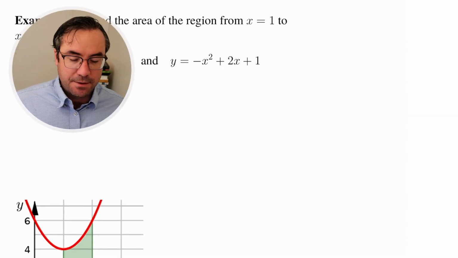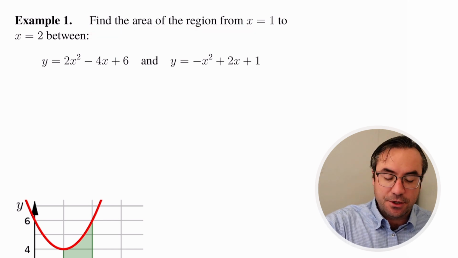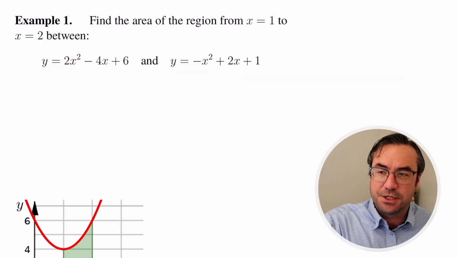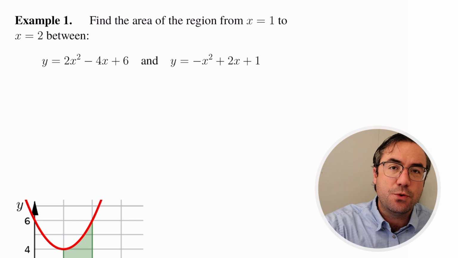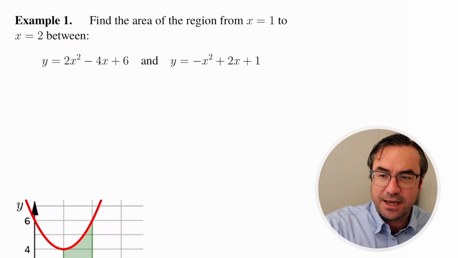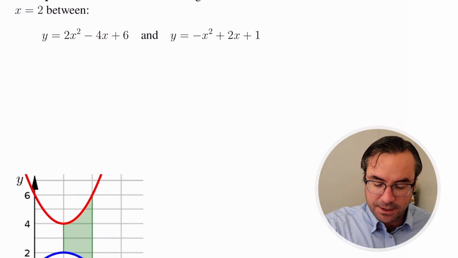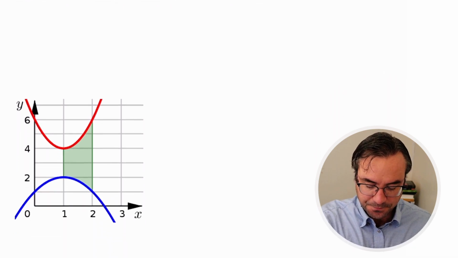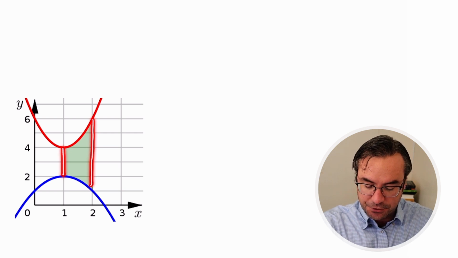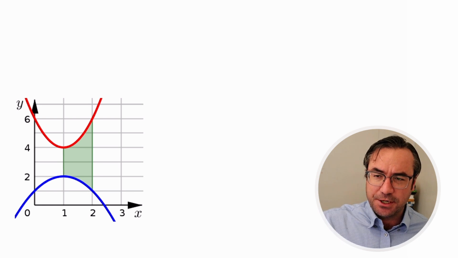We're going to find the area of the region going from x equals 1 to x equals 2 between these two functions. So our two functions here are y equals 2x squared minus 4x plus 6, and the other function is y equals negative x squared plus 2x plus 1. All right, so let's look at the graph first for our region. So we're going from x equals 1 to x equals 2, so that gives us the two vertical edges of our region.